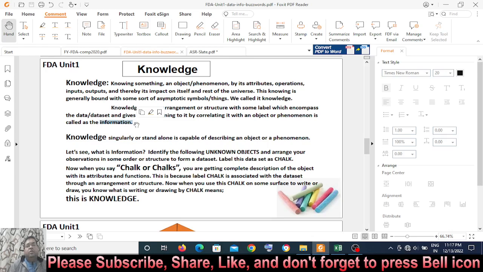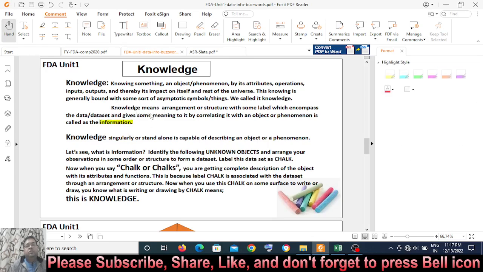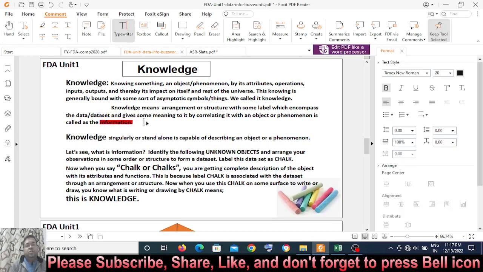It is not the information. It is knowledge. Okay, here we have to say it is knowledge. Because information will get proven, or when it gets experienced by the person, it becomes knowledge. And knowledge, singularly or standalone, is capable of describing an object or phenomena because knowledge is a higher state of the information.